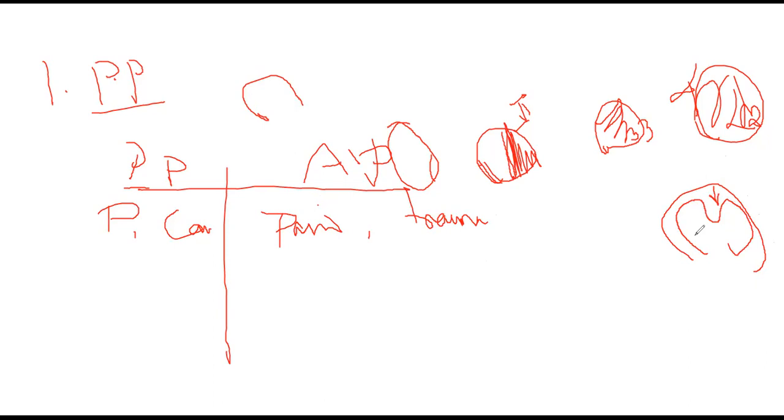Then in placenta previa, there will be revealing of the blood. You can see the blood in placenta previa, whereas in abruptio placenta the bleeding might be concealed. It's a concealed abruptio placenta. Placenta previa bleeding might be bright red because it's a fresh bleed, whereas abruptio placenta is dark red.